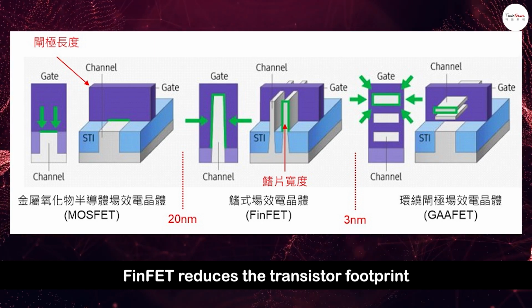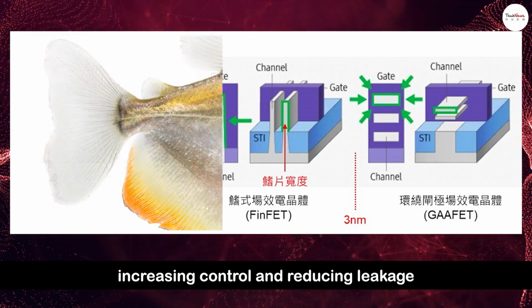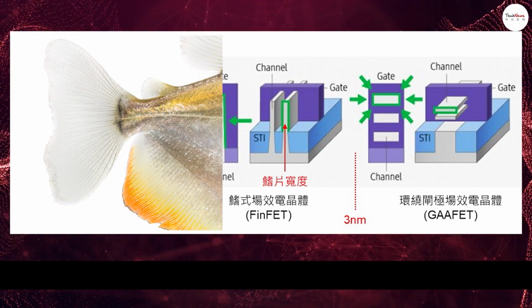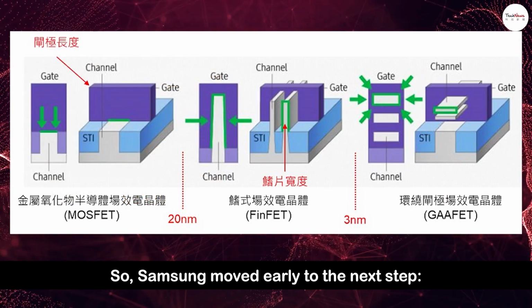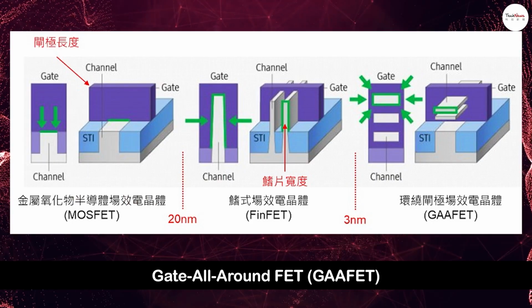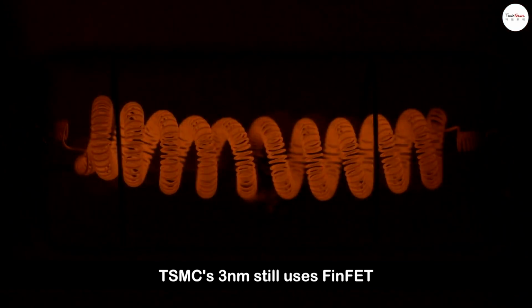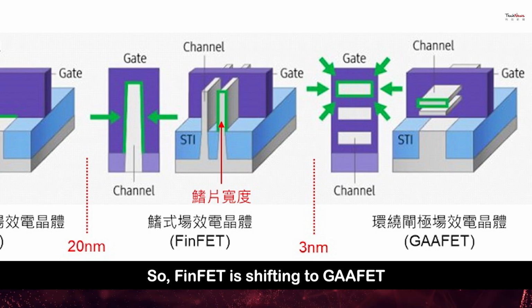FinFET reduces the transistor footprint. The channel is surrounded by the gate on three sides, increasing control and reducing leakage. However, below 3 nanometers, physical limits are met, so Samsung moved early to the next step, Gate-All-Around FET, or GAAFET. TSMC's 3 nanometer still uses FinFET, but leakage starts below 3 nanometers. So, FinFET is shifting to GAAFET.